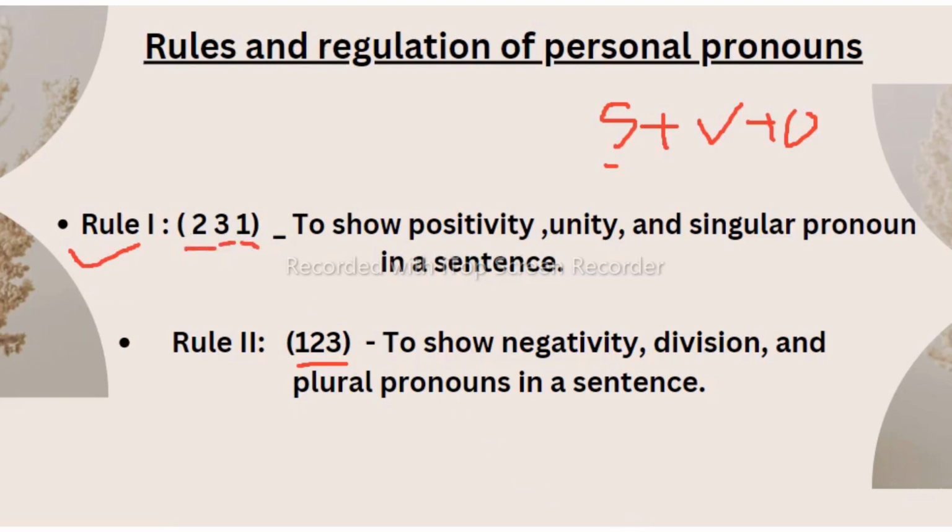But when the same team lost, we never heard a captain saying that because of so and so person we lost, but he take it as his mistake, and the captain may have to resign from there. So it is must to follow the pronoun order, that is 2, 3, 1 in positivity, unity, and singularity, and 1, 2, 3 in case of negativity, division, and plurality sentence.